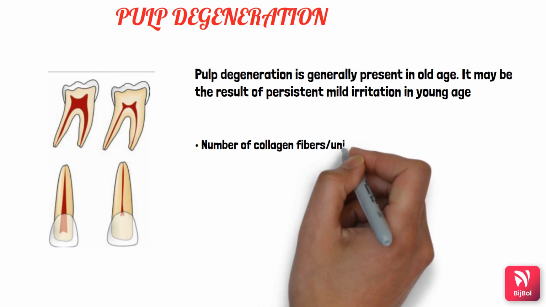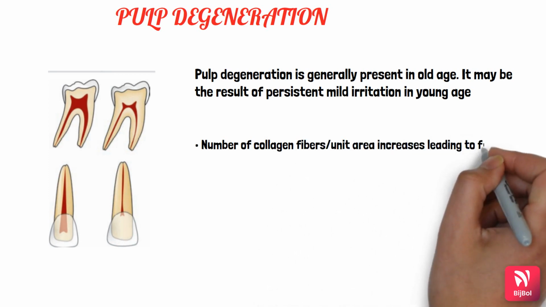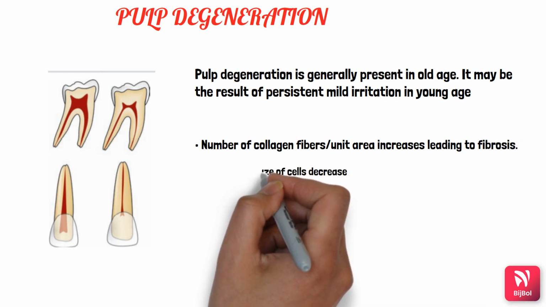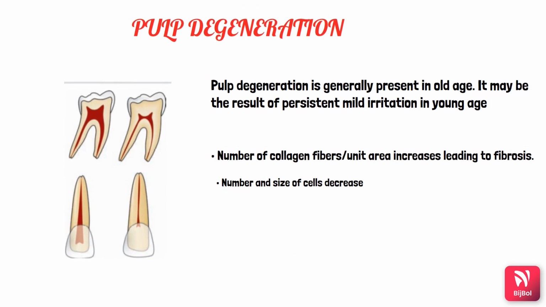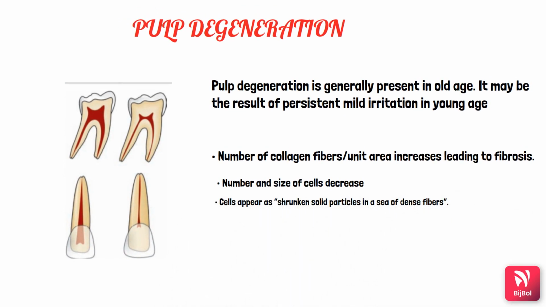per unit area increases, leading to the fibrosis. And also the number and the size of the cells decrease. And the cells appear here as shrunken solid particles in a sea of dense fibrosis. That's how the pulpal degeneration is characterized.